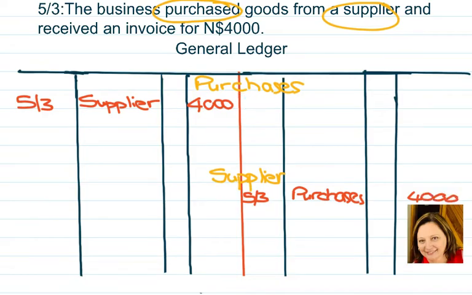I have 4,000 on the debit, 4,000 on the credit. Let's look at my contra accounts. In my purchases account, the entry related to my supplier, there's my contra account. The entry in my supplier's account related to purchases, and there's my contra account.